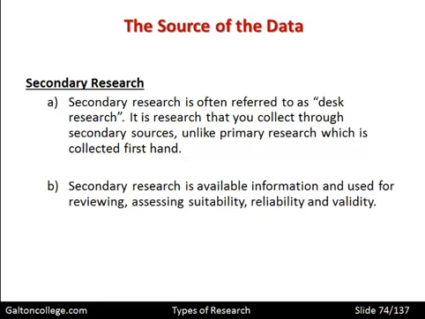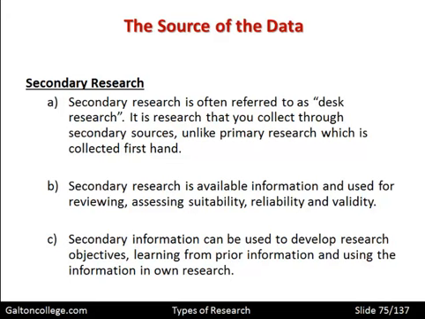Secondary research is available information used for reviewing, assessing suitability, reliability and validity. So secondary research was undertaken on a very general level, and now it's made available to researchers in more specific areas. But the researchers who use it did not originally collect the data. That was collected by someone else. So it's secondary. Someone collected the data for a start and then others used it. That's secondary.